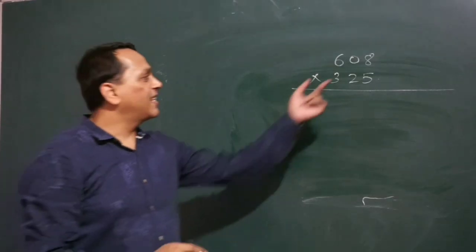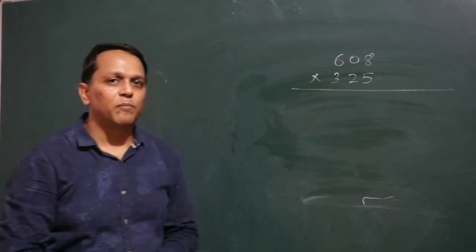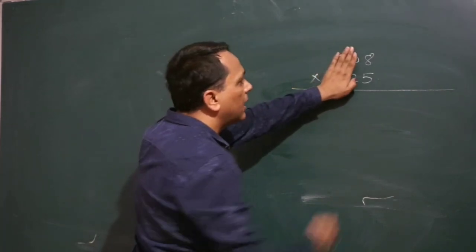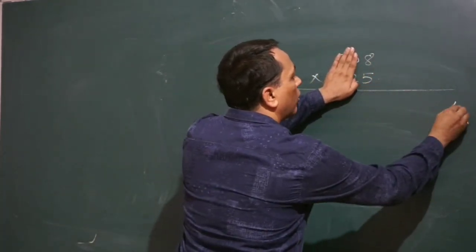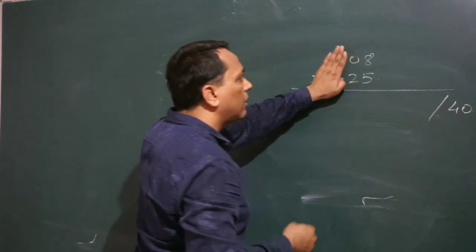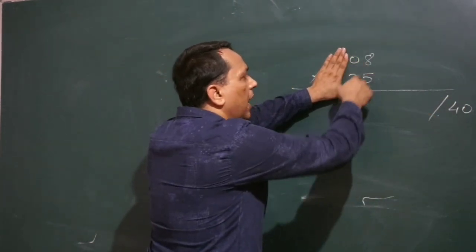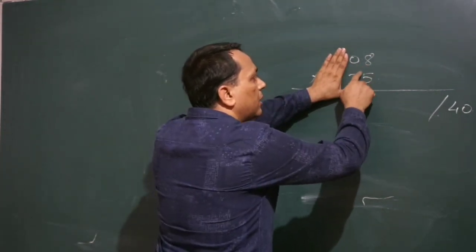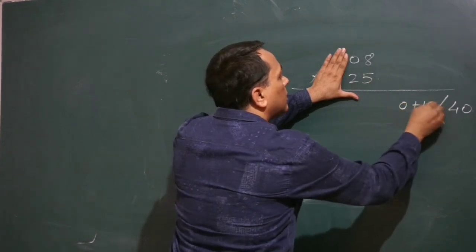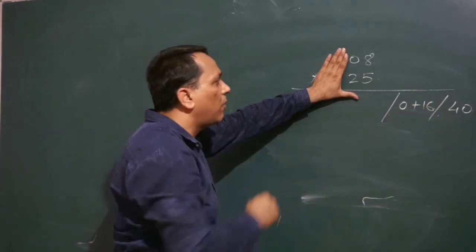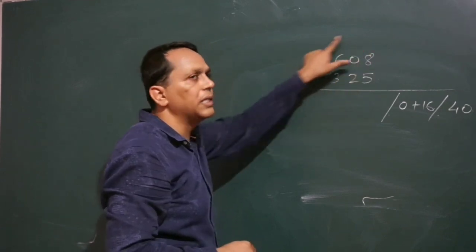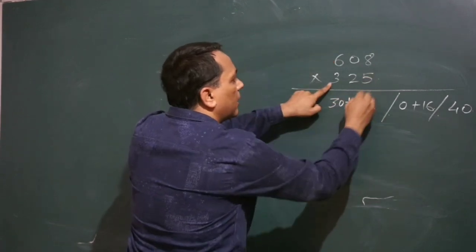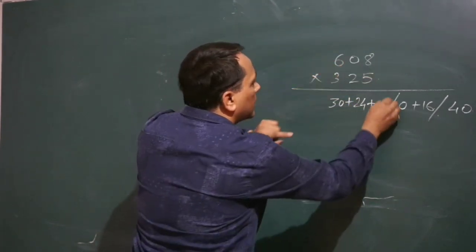So the next problem is 608 into 325. I will explain to you all the 5 parts one by one. The first part is this multiplication, 8 into 5, 8 5s are 40. For the second part, we multiply cross and add them. 5 zeros are 0 plus 8 2s are 16. 0 plus 16. In the next part, what we do is we take all the 3 digits. 6 5s are 30 plus 8 3s are 24 plus 0 2s are 0.